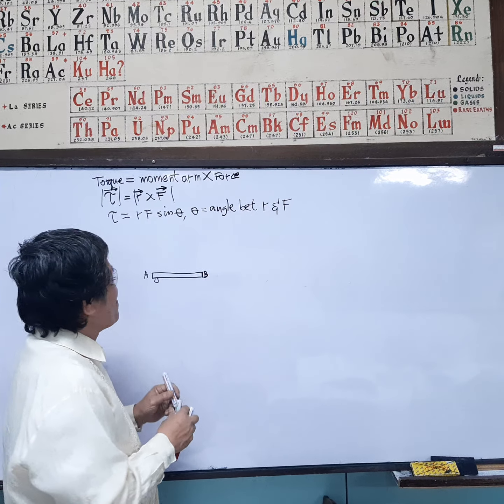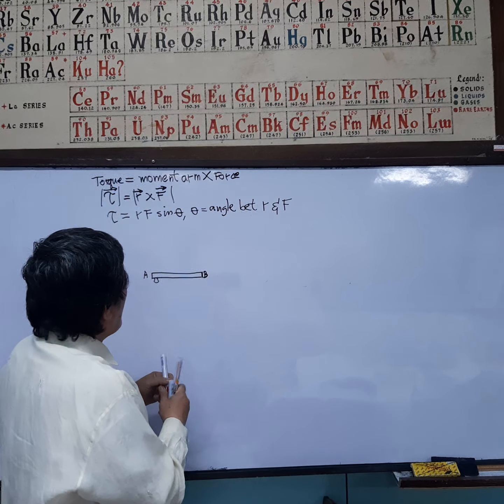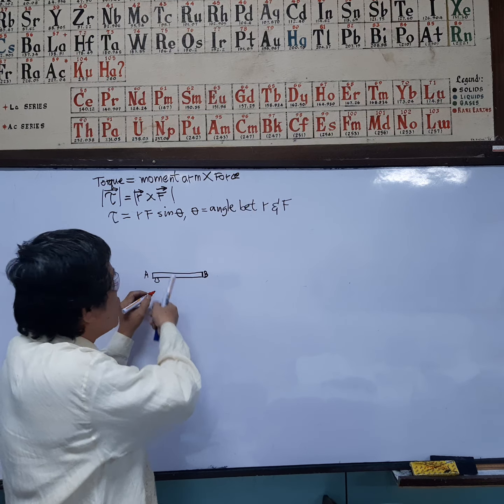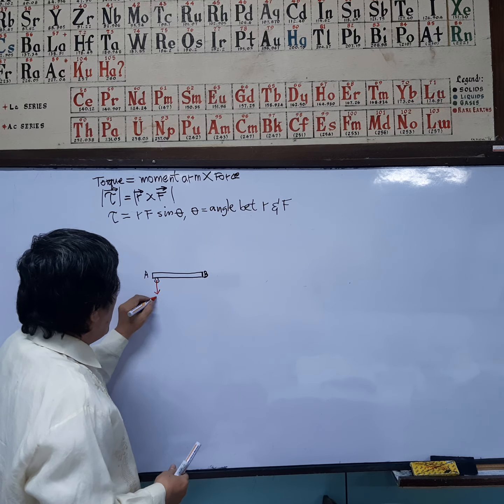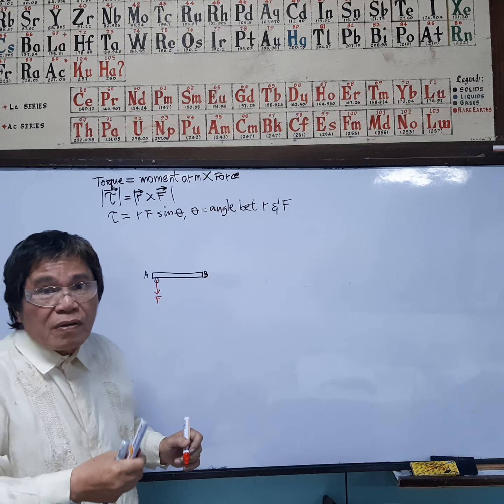Okay? So the hinges are here. You apply a force. When you apply a force, you are going to pull the doorknob. So there is that pulling force, F. This is now the F, the pulling force. You open the door.